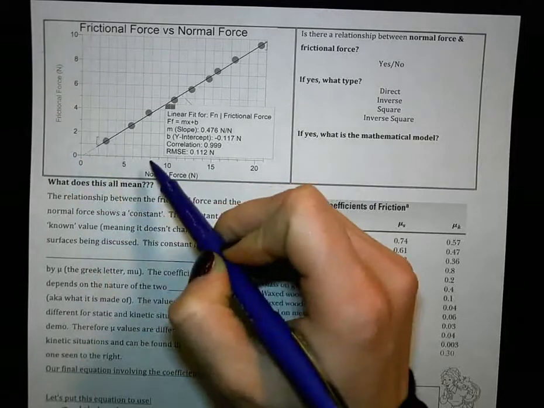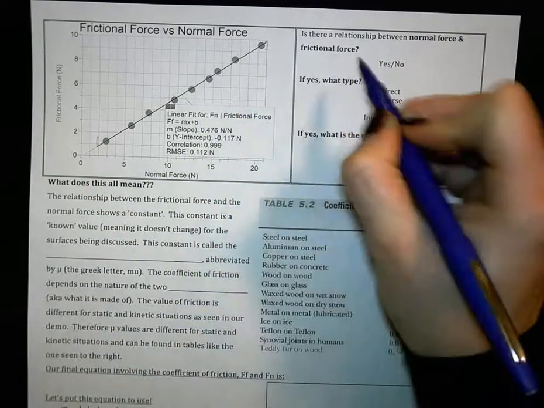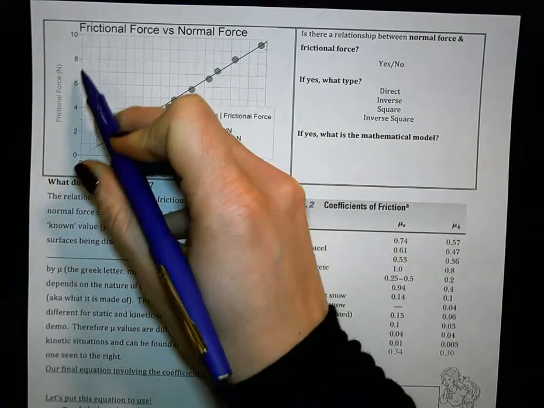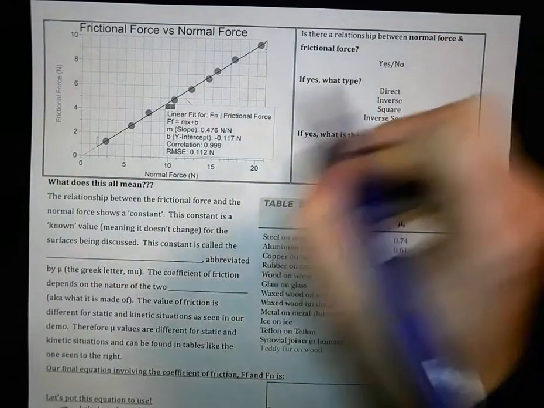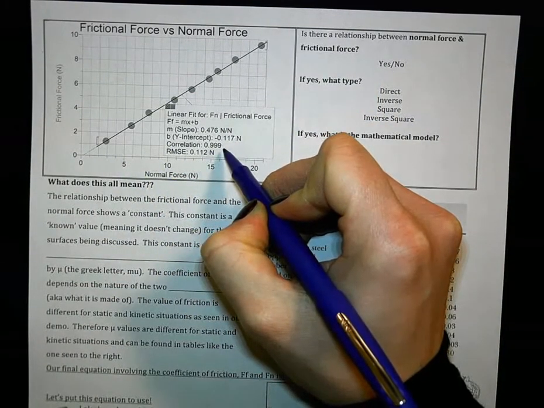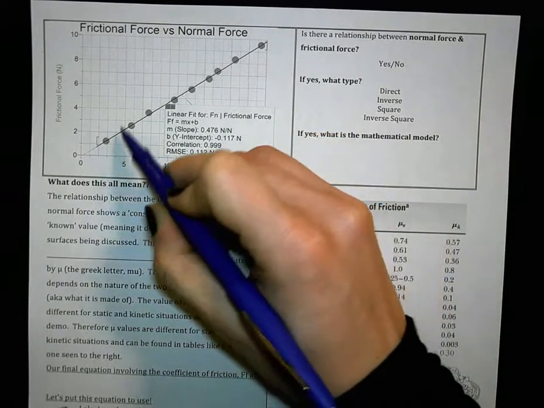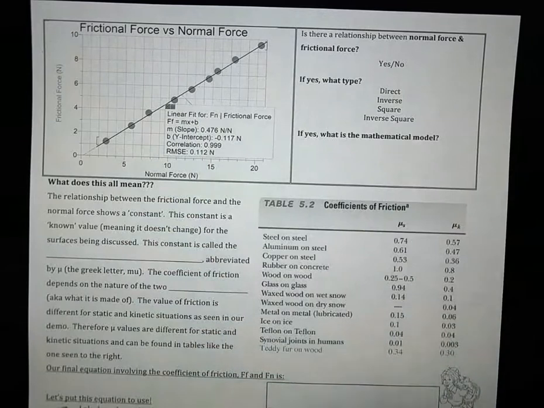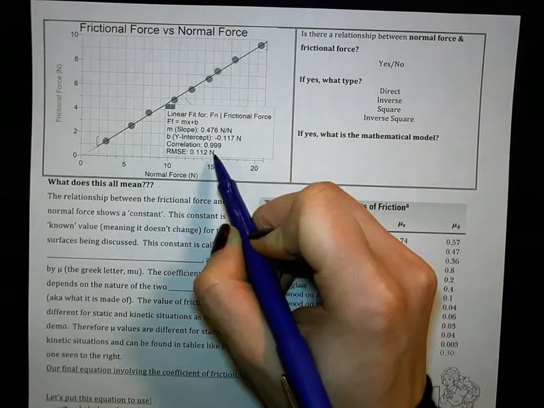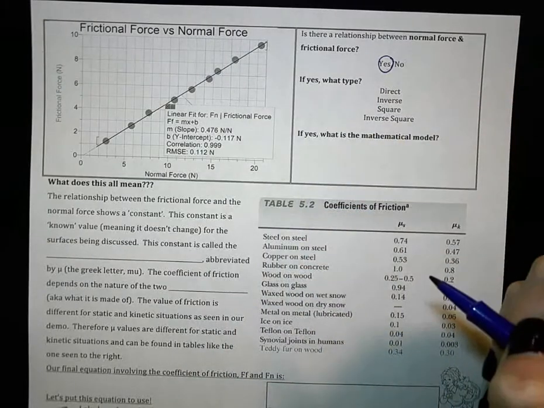As you see on this graph, we have that nice line with a positive slope. So this does tell us, as I increase my normal force, my frictional force also increases. And there's a correlation very close to 1, which tells us that they're highly related or correlated. And therefore our error on this, talking about how far apart those dots are from being on that line of best fit, is very small. So we do have a relationship between normal force and frictional force.